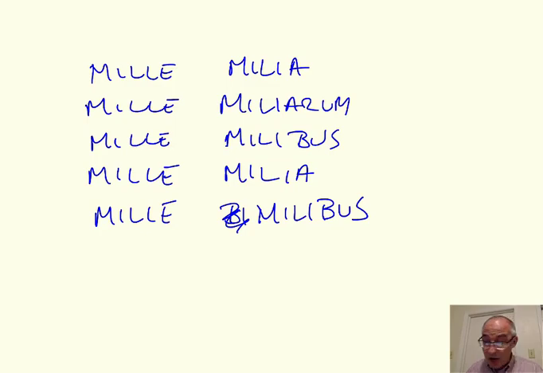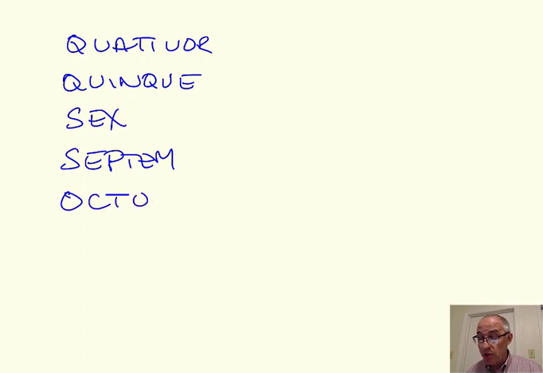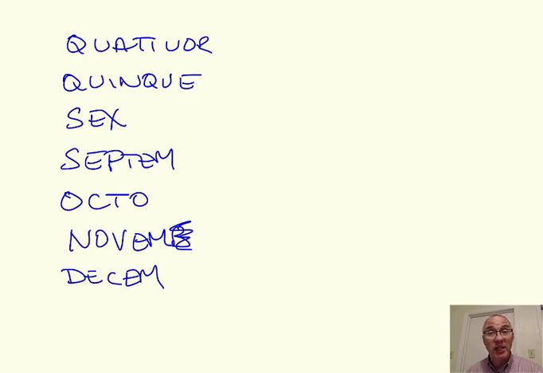And now the rest of the numbers. So 1, 2, and 3 are declined, but 4, quattuor, 5, quinque, 6, sex, 7, septem, 8, octo, 9, novem, and number 10, decem. They are not declined ever. They're the same in nominative, genitive, dative, accusative, ablative.